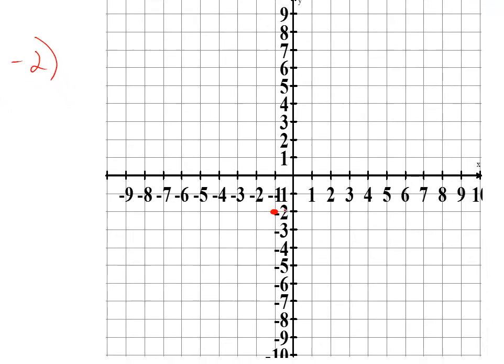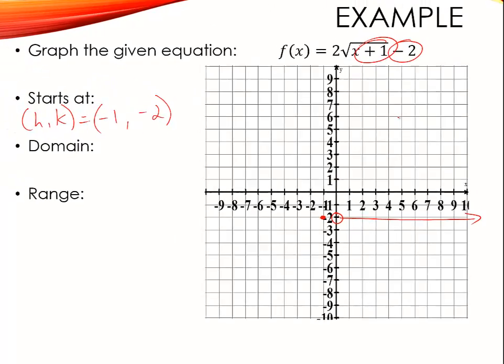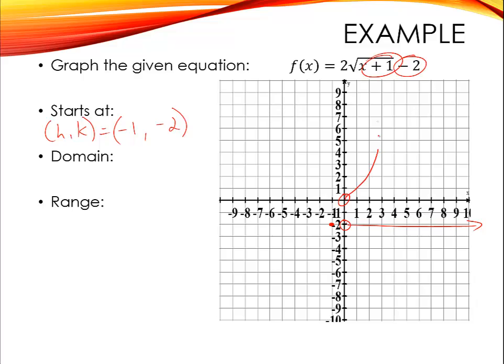Now we're going to take the points to the right of our starting point. So that's going to be 0 is our first point to the right. So plug in 0. 0 plus 1 is 1. So the square root of 1 is 1. 1 times 2 is 2. And then 2 minus 2 is 0. So our second point would just be (0, 0). So let's plot that.